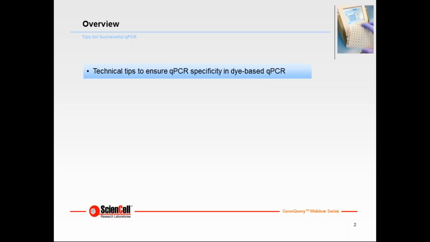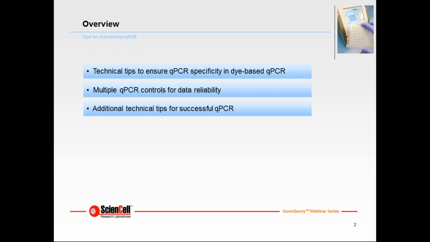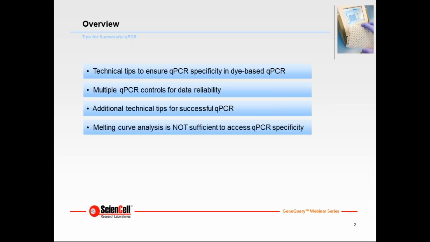Here is what we're going to talk about today. We'll first discuss some technical tips to ensure qPCR specificity in dye-based qPCR. Then we will talk about internal qPCR controls to include for data reliability. And additional technical tips we think important for a successful qPCR. We'll finish our webinar today with a brief introduction of what melting curve analysis is and what it can tell us. Following this webinar, there will be a question session.